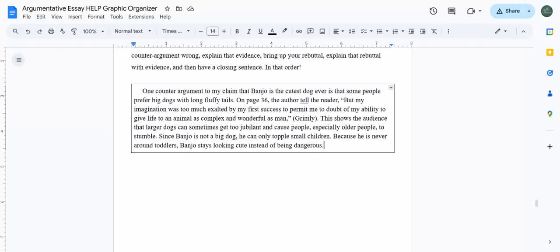Dangerous is kind of a strong word. Why don't we say instead of being a hazard? Yeah. Sometimes he's a tripping hazard. He likes to lead the way even if we don't know where we're going. All right.